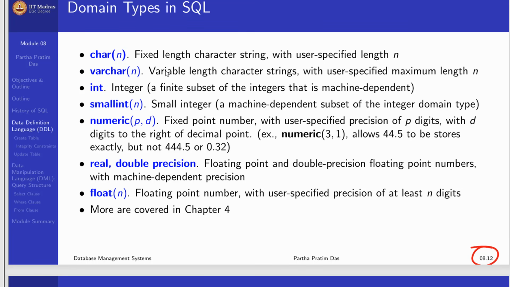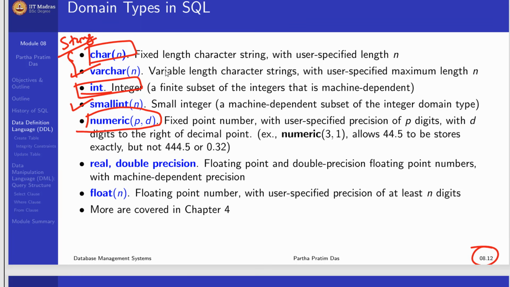Here you can see the different domain types in SQL, or we can say data types in SQL, right? So we have different data types: char(n) and varchar(n). These two are used for string values, like text values. Integer data type is used for integer values. Similarly, smallint. Numeric is used for decimal values.